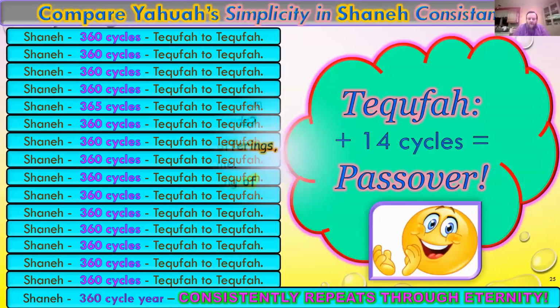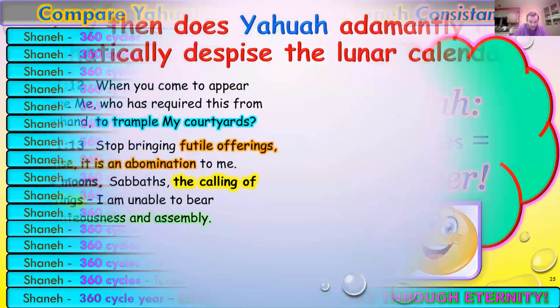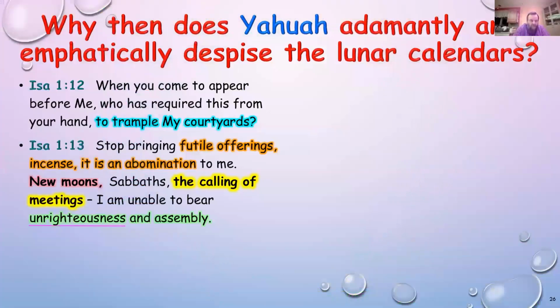Why then does Yahuwah adamantly and emphatically despise the lunar calendars? Isaiah 1:12. When you come to appear before me, who has required this from your hand to trample my courtyards? Isn't that like desecration? Verse 13. Stop bringing futile offerings, incense. It is an abomination to me. New moons, Sabbaths, the calling of meetings. I am unable to bear unrighteousness and assembly.